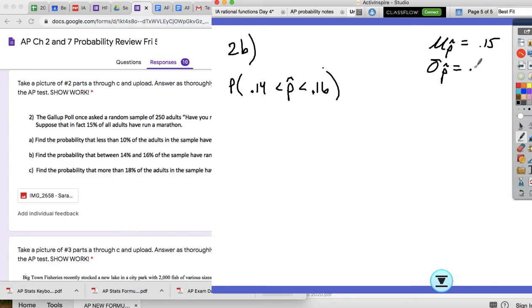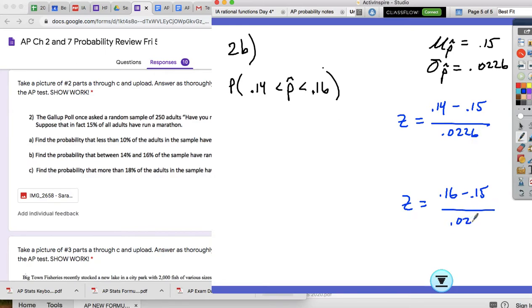This was 0.0226. Okay, so now I need to find my two different z-scores. Once when I have 0.14 and the other when I have 0.16. I'm going to subtract the mean of 0.15 from both of them, and I'm going to divide by my standard deviation of 0.0226 for both of them. And this first z-score ends up being negative 0.44, and this z-score is positive 0.44.